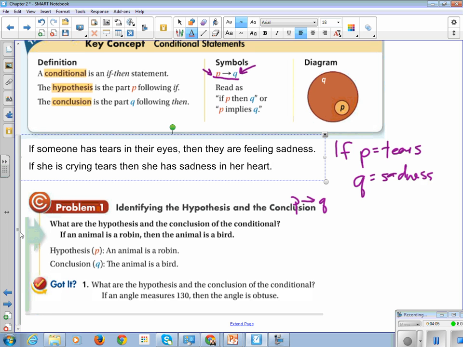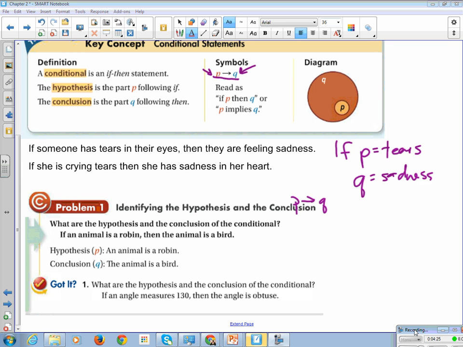Alrighty, let's look at problem number 1. What are the hypothesis and conclusion of the conditional statement? If an animal is a robin, then the animal is a bird. The hypothesis is an animal is a robin, and the conclusion is the animal is a bird.